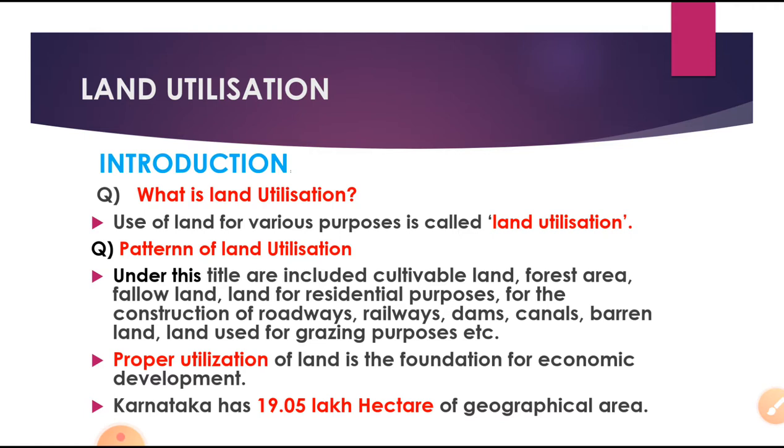We can use this land for different purposes like cultivation, agriculture purpose, forest areas, fallow land, land for residential purpose, for the construction of roadways, railways, dams, canals, barren land. So these are different types of land utilization. Let me explain one by one what is cultivable land, what is forest area, what is fallow land, everything in the next topic. But remember one thing, when a state utilizes its land properly, that state will develop. That means economic development of the state depends on proper utilization of the land.